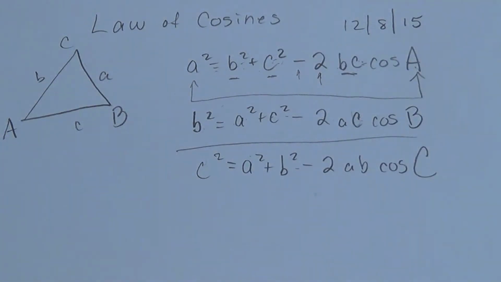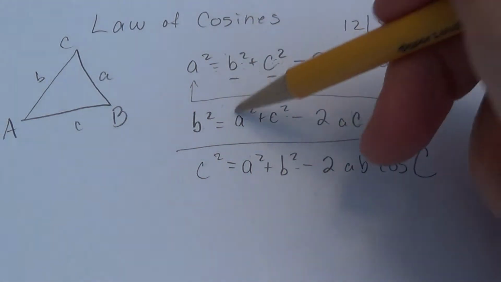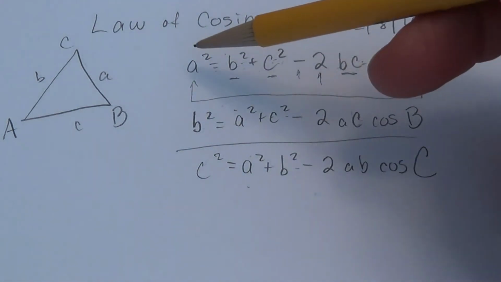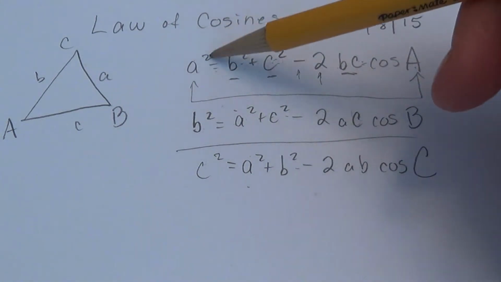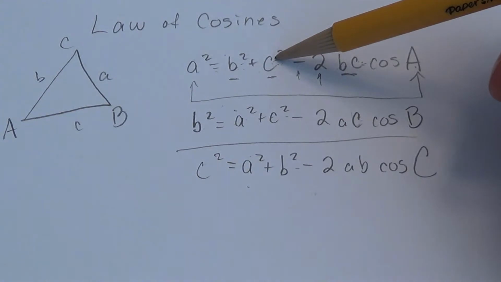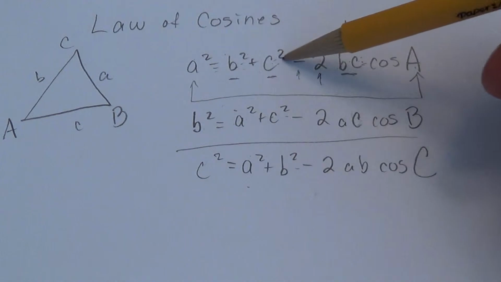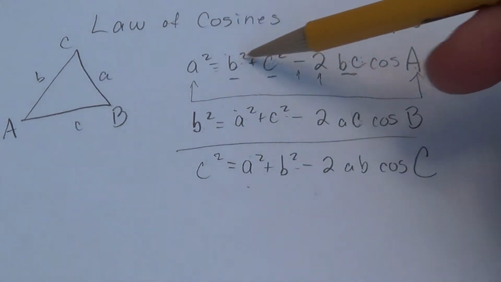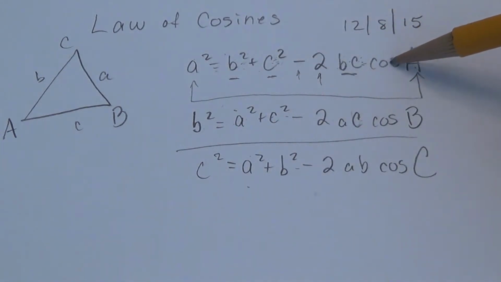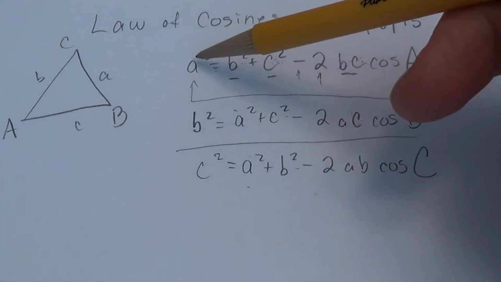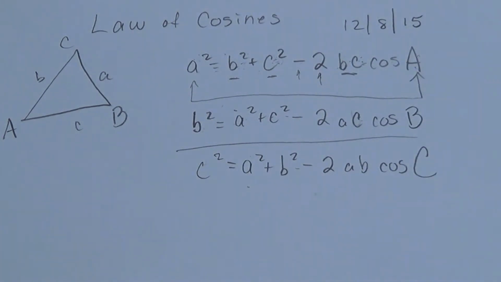Alright, so there are 3 versions of this rule, all depending on what you know and what you don't know. I tend to not memorize any of them, but just the principle. One of the sides squared equals the sum of the other 2 sides, each squared, minus 2 times the product of those 2 sides that were originally summed, times the cosine of the angle across from the original side. So I see more of a pattern than I do a memorized formula.